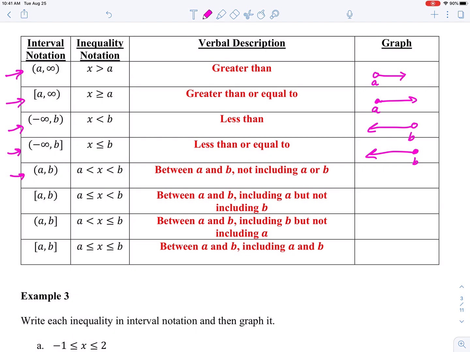Next row here, a to b with both parentheses means a is less than x, less than b. Another way to say this is x is between a and b, but it can't be equal to a or b. Between a and b, but not including a or b. If we were to graph this on a number line, open circle at a, open circle at b, and connect them, because we want everything that goes between them.